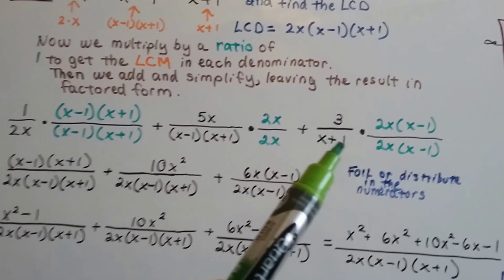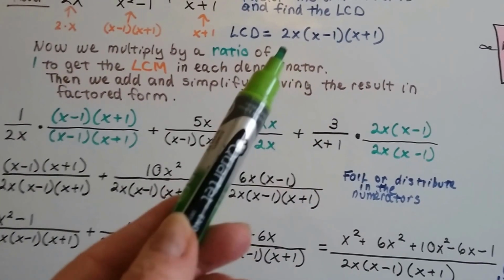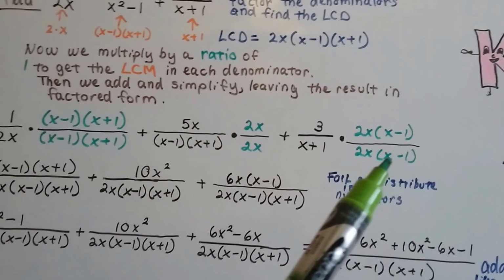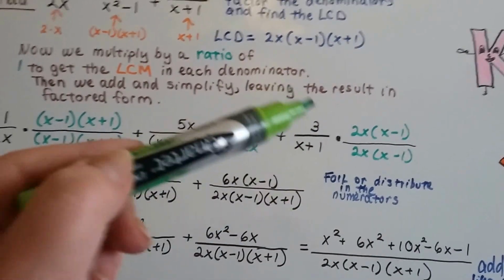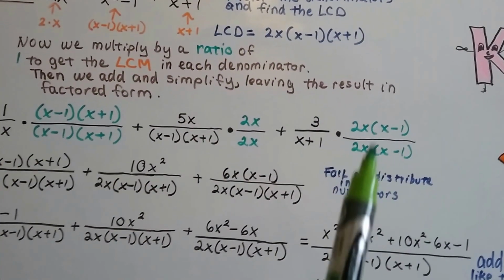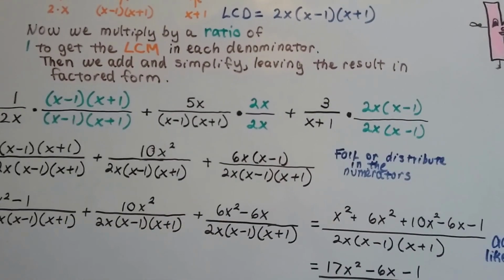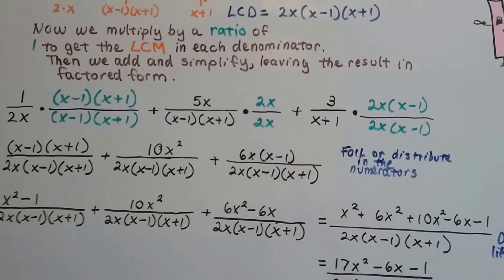What does this x plus 1 need to be multiplied by in order to look like this? It needs to be multiplied by a 2x times x minus 1. So the numerator has to be multiplied by the same thing, as a ratio of 1. That gives us 6x times x minus 1 over our denominator.